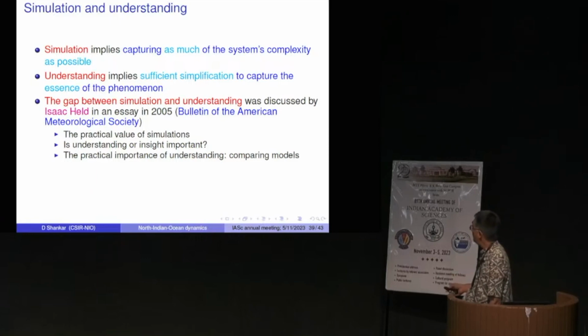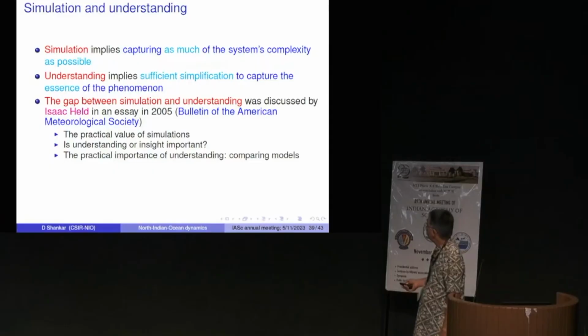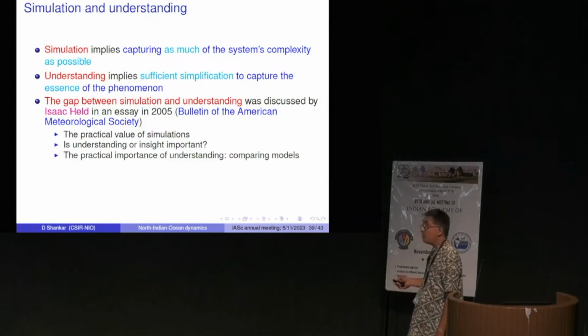Held notes one practical importance of understanding, comparing models. Now, if you look at any IPCC forecast for any given scenario, you are starting off all the models from the same state, same set of initial conditions. They diverge after some time, and there is a huge spread. You have say 15 models and you have a huge spread in what they say is going to happen 50, 70 years from now. How do you know what is right and what is wrong? So that is one practical importance of understanding, comparing models.